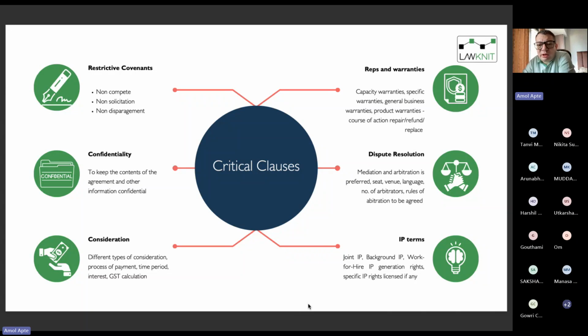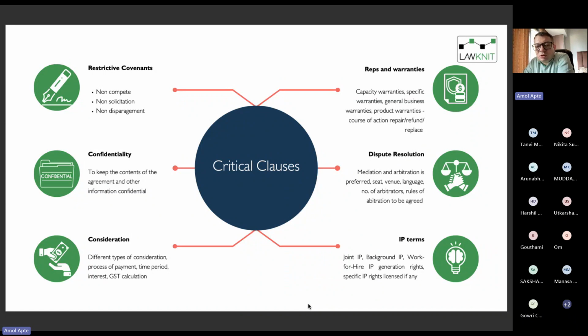So reps and warranties is very important. You need to be very careful as to what all you are representing in the contract, as well as what all you are warranting. And therefore, it becomes very, very critical for you to keep an eye on the warranties that you've given in the contract so that you make sure that during the tenure of the contract, you follow it in letter and spirit.